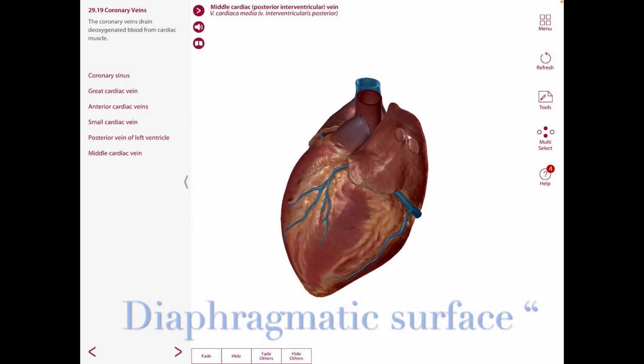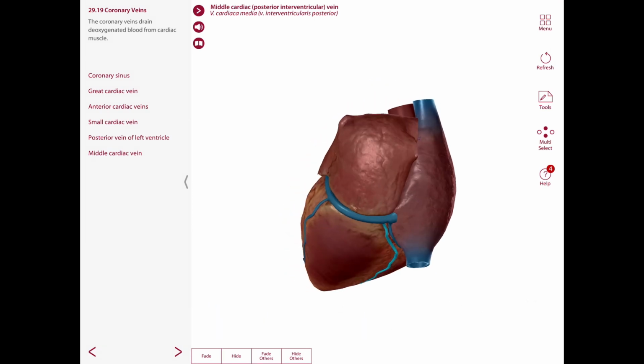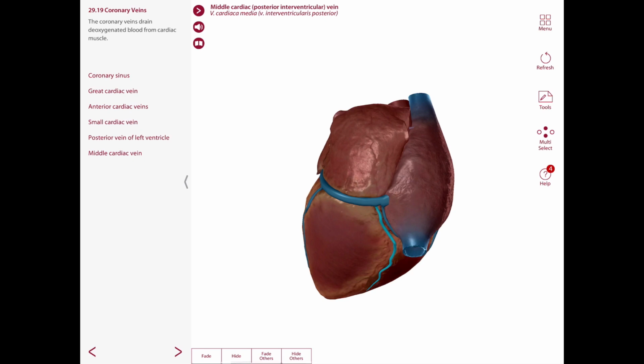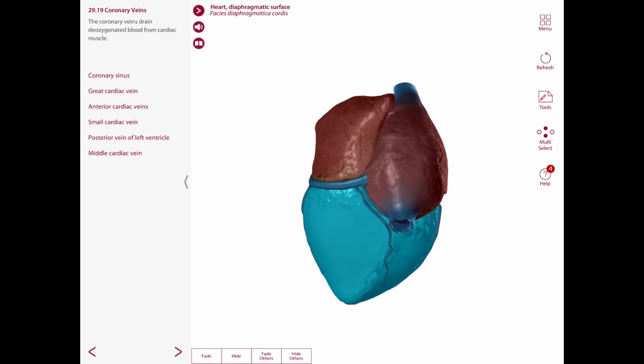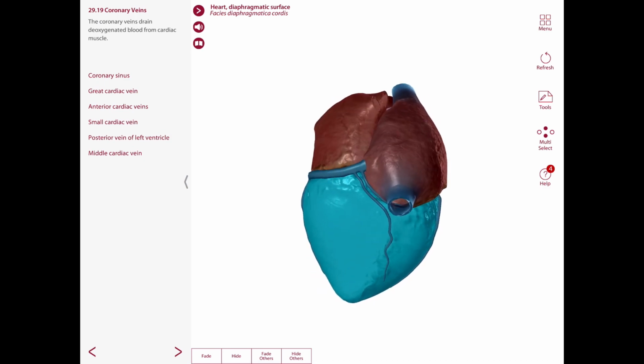Also, the heart has a diaphragmatic surface located here posteriorly, formed largely by the left ventricle with a smaller contribution from the right ventricle as well. In here, there's a posterior interventricular sulcus, which is in this area where you would see the middle cardiac vein or the posterior interventricular vein. Basically, this forms the boundary between the right ventricle and the left ventricle on the diaphragmatic surface.